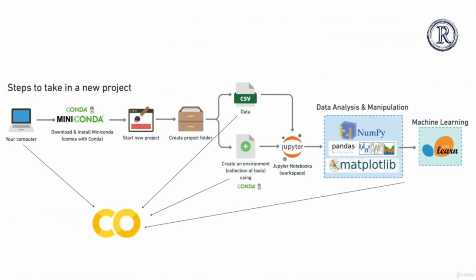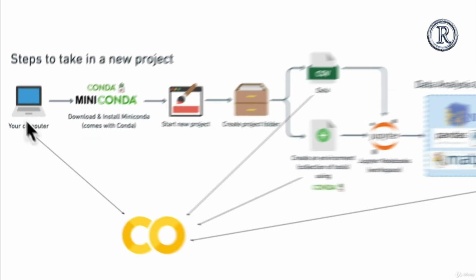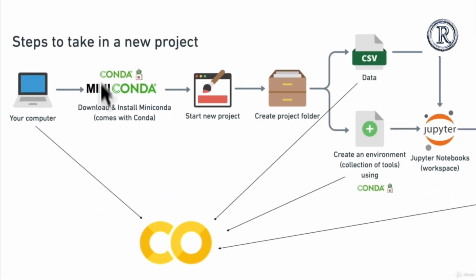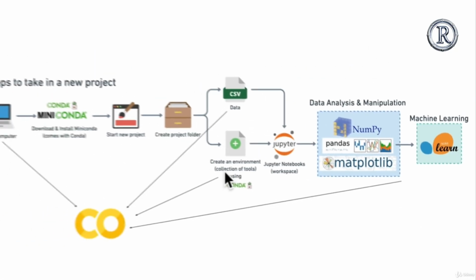And now, what are we going to do? As always, when we attack a new project, we set up our project workspace. Traditionally, we've gone through this route: we've had our computer, we've downloaded and installed Miniconda, we've started a new project in a project folder, we've put some data in an environment and a Jupyter notebook in there, and then we've got our coding libraries in our environment.